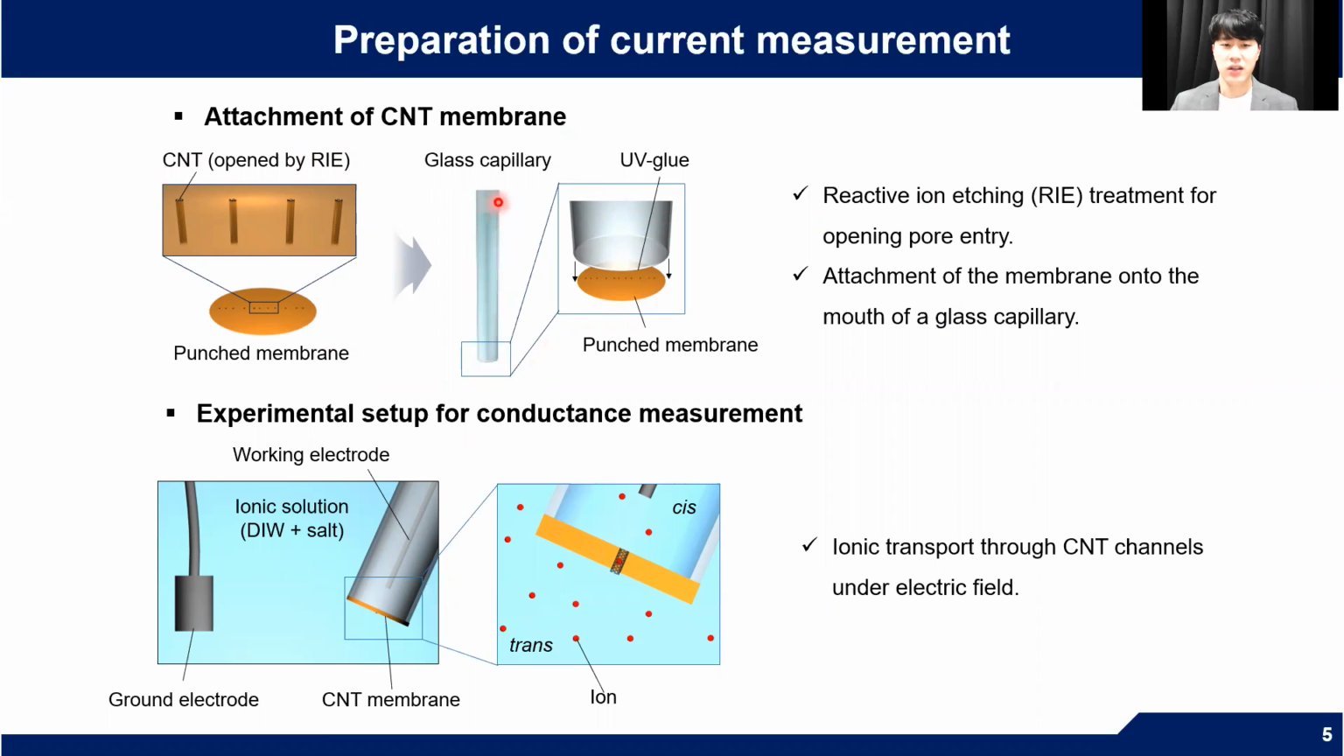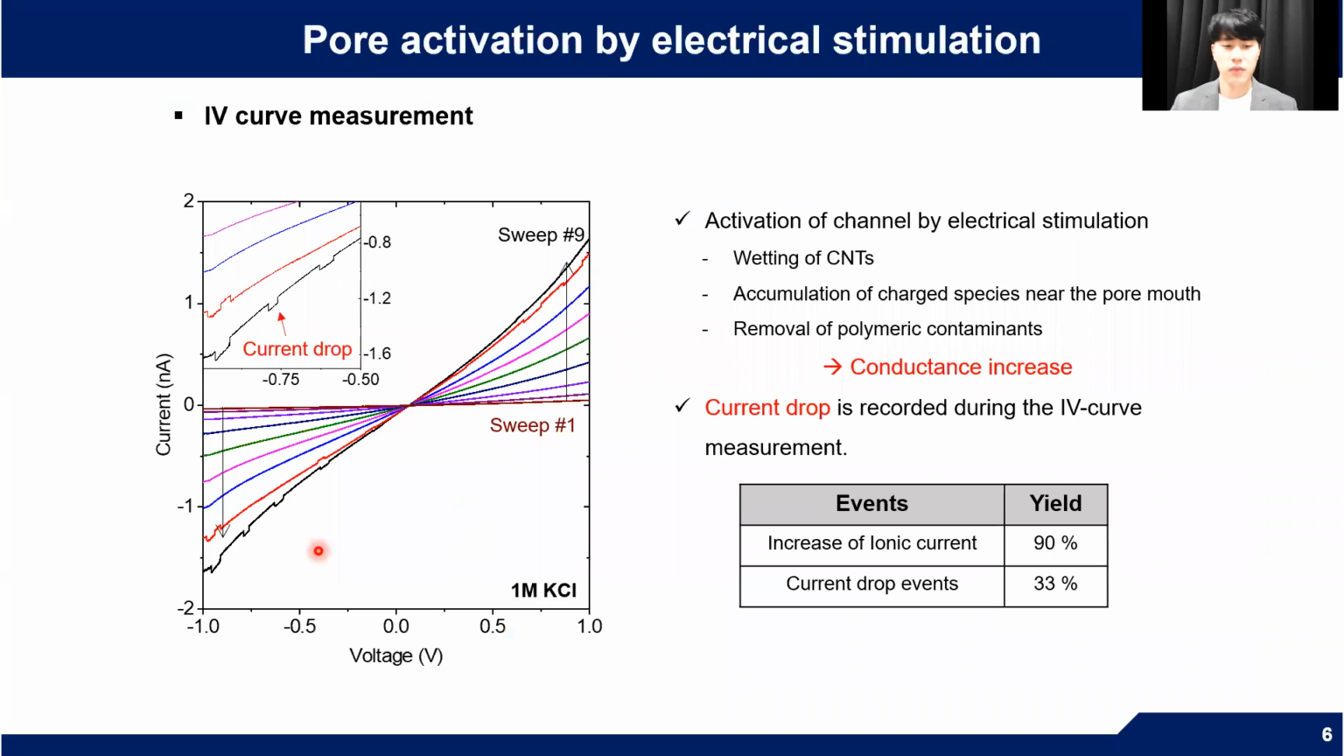After setting the capillary and membrane assembly into the data acquisition system, we can measure the ion conductance by applying transmembrane voltage in the ionic solution. To measure the ion conductance, we repeatedly ramped the voltage from -1 volt to 1 volt. Interestingly, the ion conductance increased slowly as we repeated the voltage ramping process.